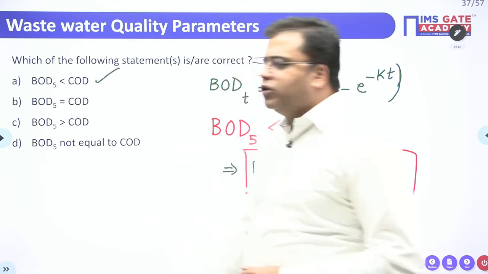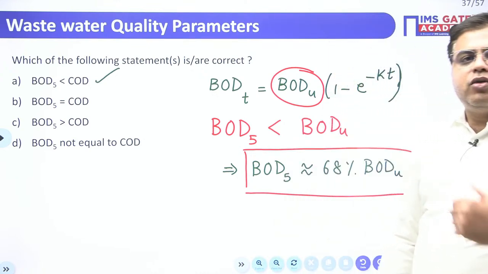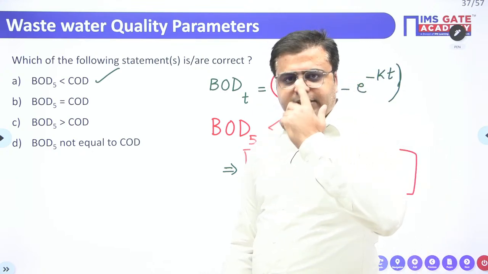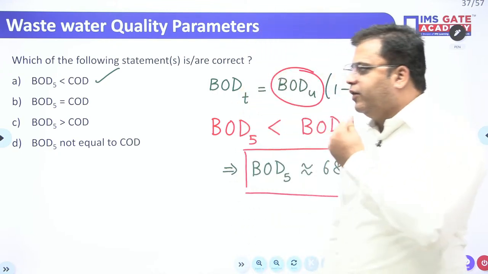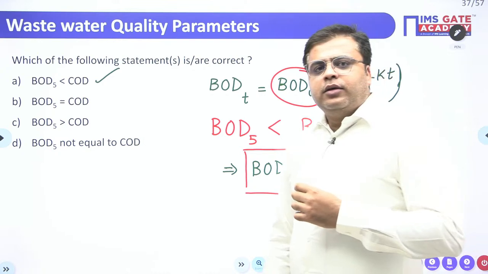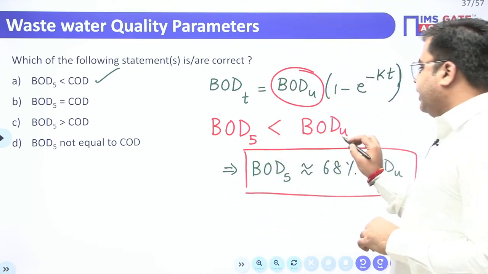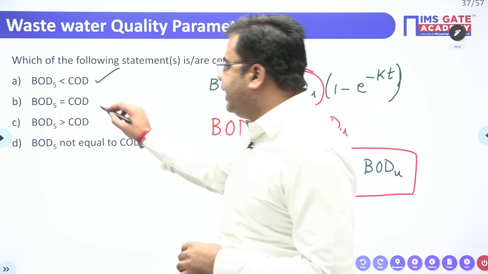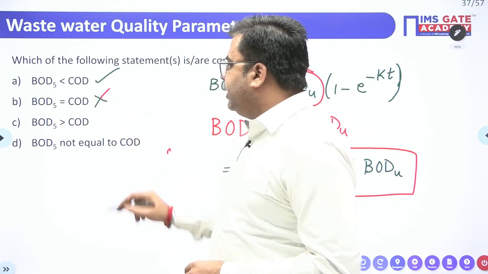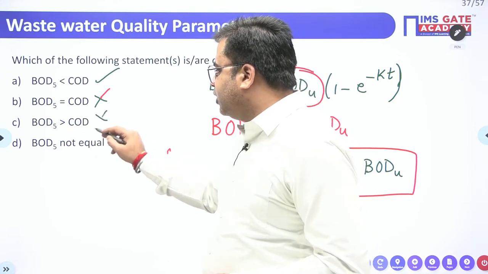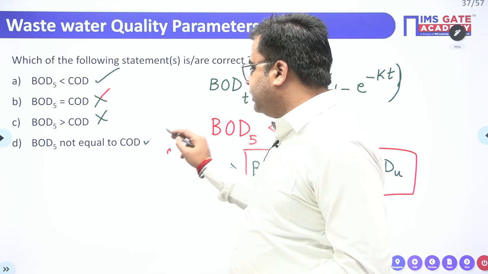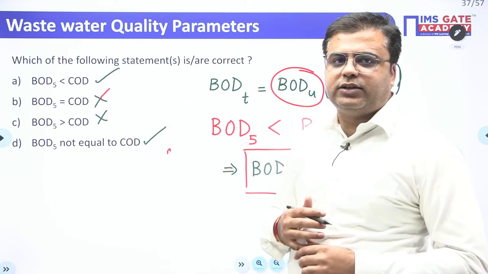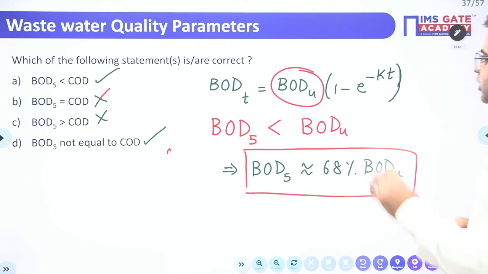Can BOD 5 be equal to COD? Yes or no? No. Only ultimate BOD can be equal to COD, if there is no biodegradable organic matter present in the system. But in no case will BOD 5 be equal to COD. Next, BOD 5 is more than COD? No. BOD 5 is not equal to COD? Yes, this option is correct. It will never be equal to COD. So option A and option D are correct. Hitesh has already given me the correct answer. Good.